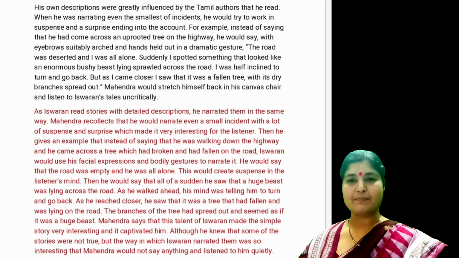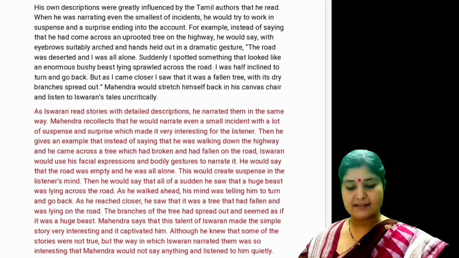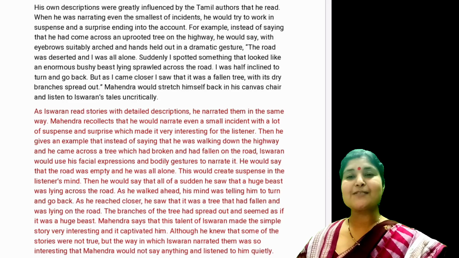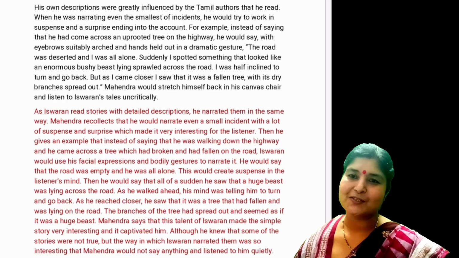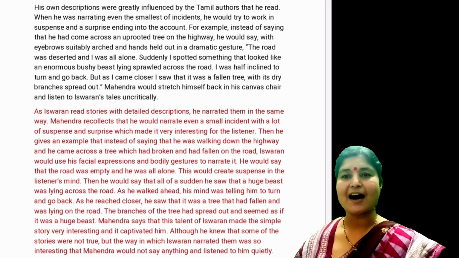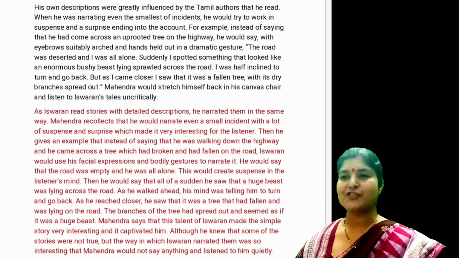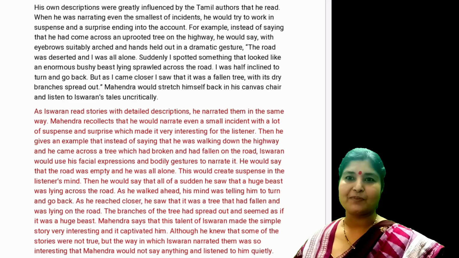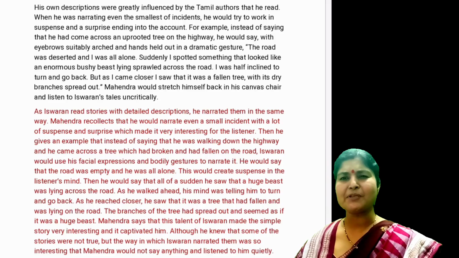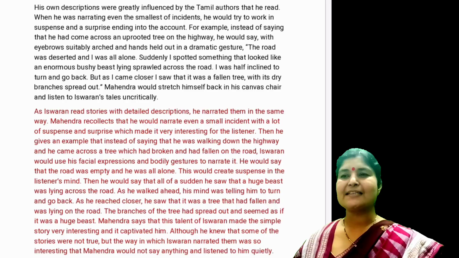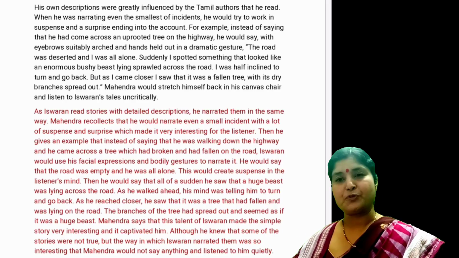Mahendra would stretch himself back in his canvas chair and listen to Iswaran's tales uncritically. So in this paragraph, we will find some difficult words. First, let us discuss the meaning of the difficult words. Arched means curved. Gesture means a movement of hands or head to indicate something. Deserted means where no one is going, or simply an empty place. Enormous means huge.